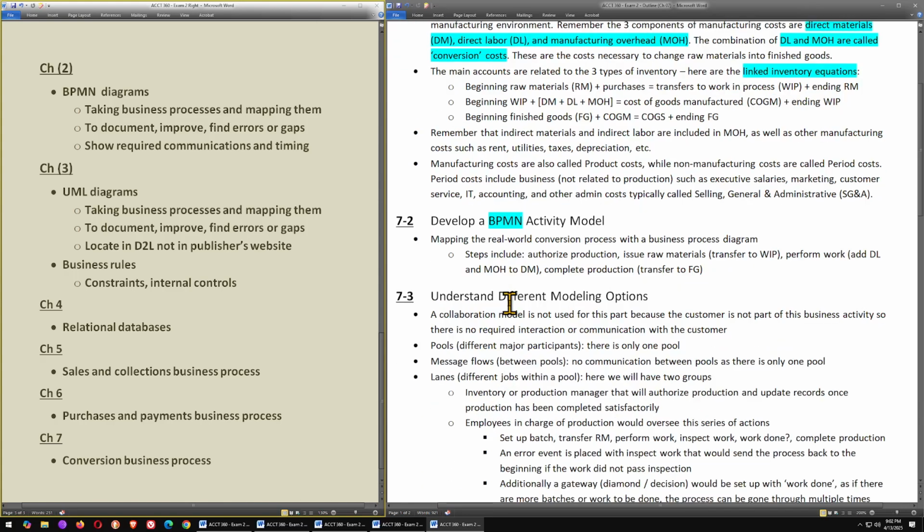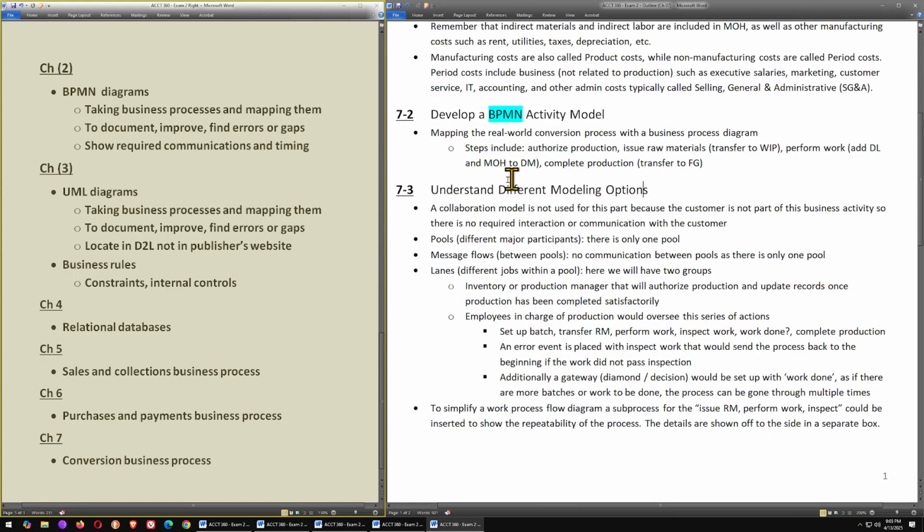Well, we develop a business process model. I also remember you've got the 3 linked inventory equations in this particular process. So there's a lot going on: raw materials, direct labor. And remember, GAAP requires absorption costing. So we need to be able to track these different types of inventory. Here, the process is authorize production, issue raw materials, in other words, transfer to work in process, perform the work, which means add direct labor, direct materials, and manufacturing overhead, and complete production, which means transfer to finished goods.